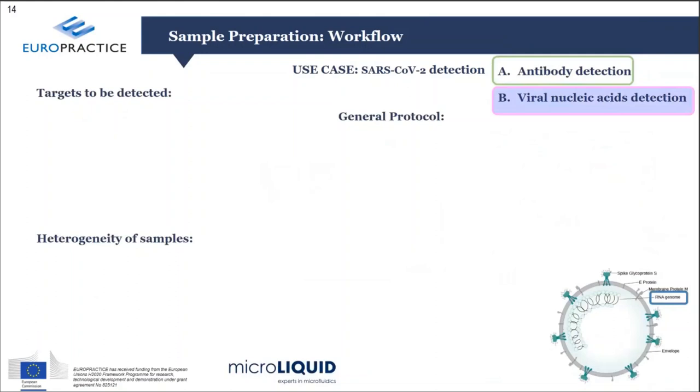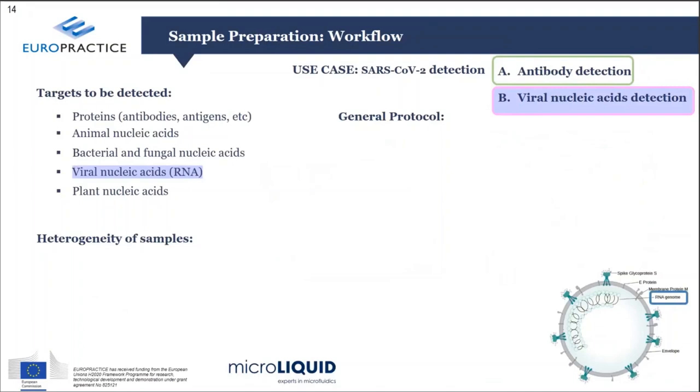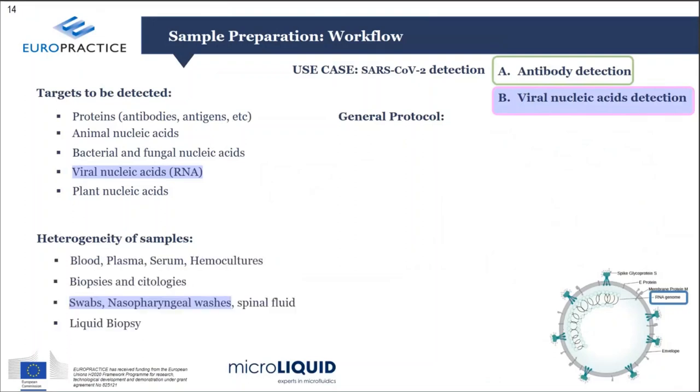And then if we move to RNA, of course, we go to viral nucleic acid detection. Here, what we want to detect is the RNA material which is inside of the virus. So we are going to detect the virus itself. Our target would be viral nucleic acids. And the sample that we can select, for instance, is a swab or a nasopharyngeal swab. That would be our sample, which is of a completely different nature than blood.